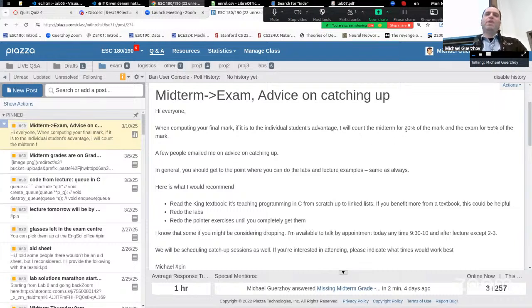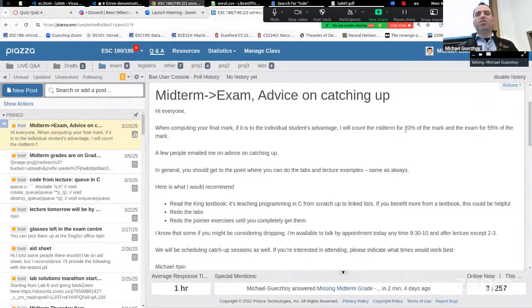If you do better on the exam, not the class, but you individually, then the midterm is going to count for 20% as opposed to 30% in the original plan, and the exam is going to count for 55% as opposed to 45%. That's only if the individual does better on the exam. If not, then you get the old one. So this is just an opportunity. If you do better on the exam, then you'll do better in the course overall.